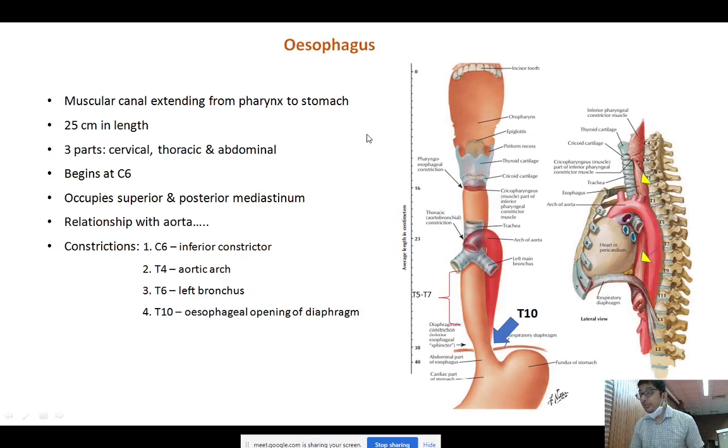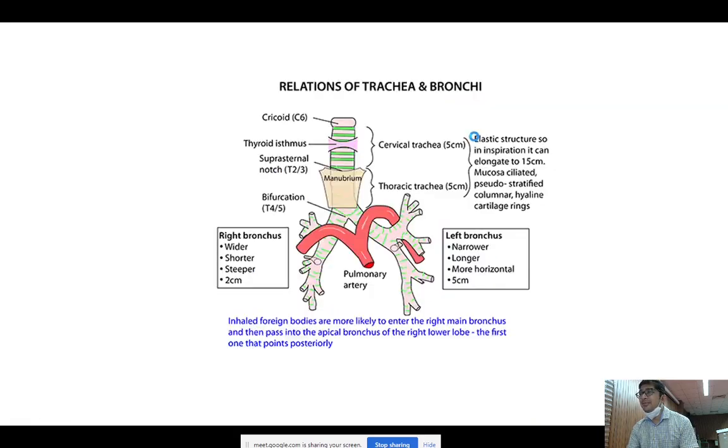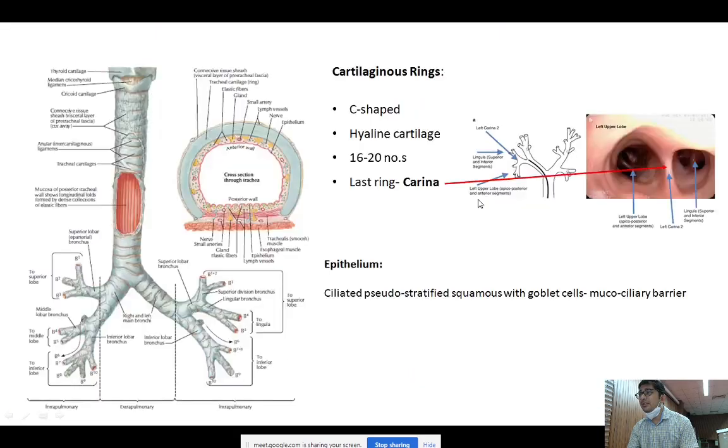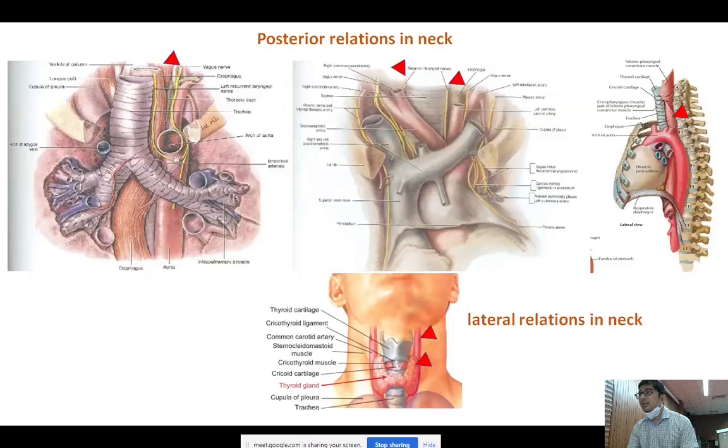Now let us come to the esophagus. Is the trachea part clear by now? There is very little time. Now if you see the esophagus, it is a muscular canal which is extending from the pharynx to the stomach, which we have already seen in our previous picture.